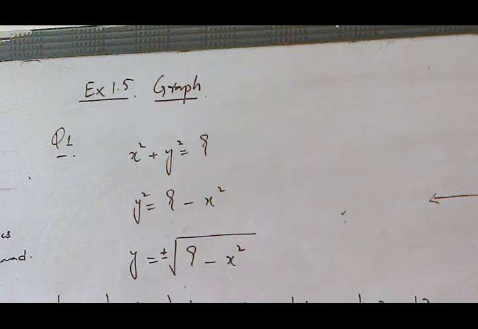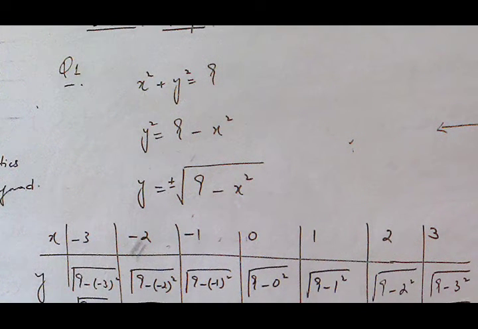We want to graph this equation: x square plus y square is equal to 9. First of all, we move y to one side and the other values to the other side. It becomes y equals plus minus square root of 9 minus x square.